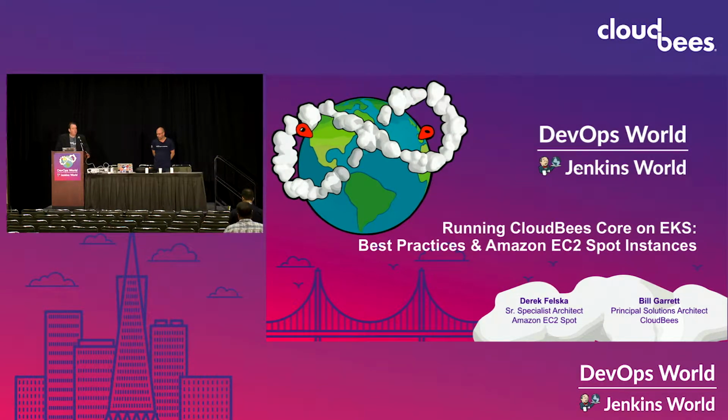All right. Well, we appreciate you coming to our talk today, CloudBees Core on EKS, Best Practices and Amazon EC2 Spot Instances. I'm presenting today with my colleague Derek Felska, who is a Senior Specialist Architect with Amazon EC2 Spot. And my name's Bill Garrett. I'm a Principal Solutions Architect with CloudBees.